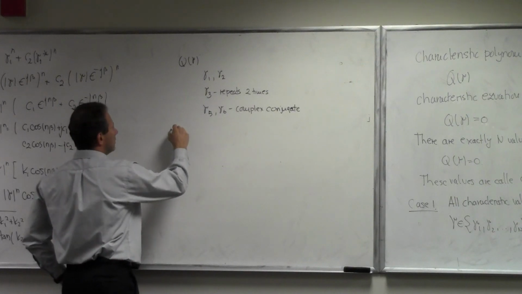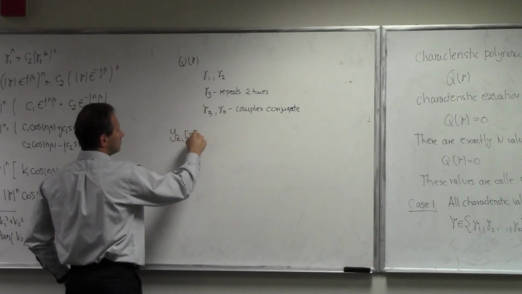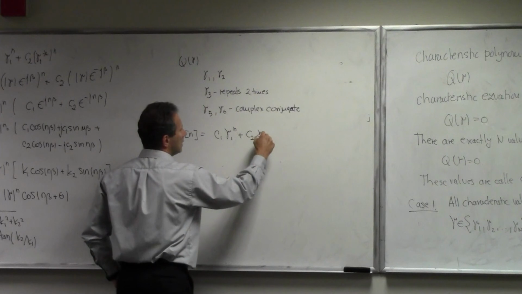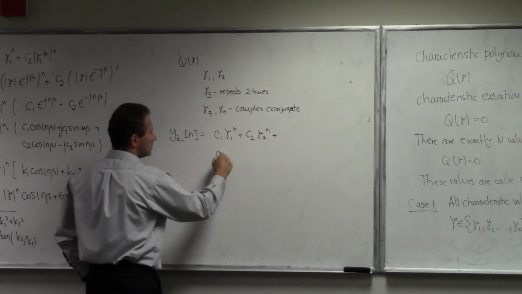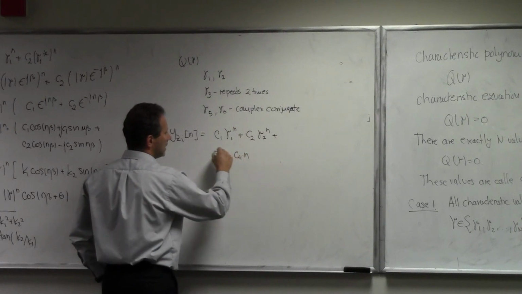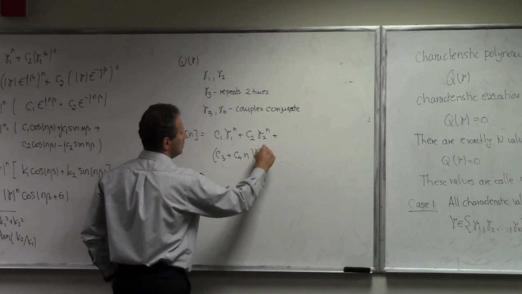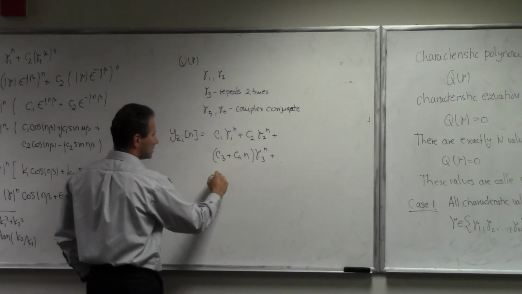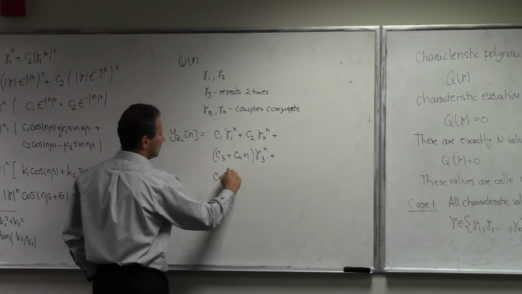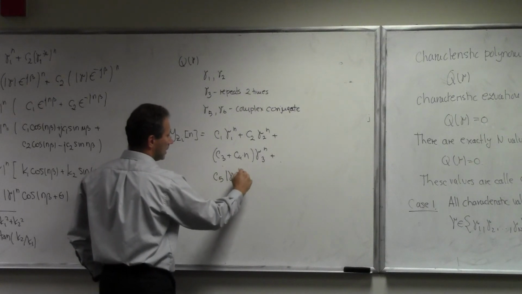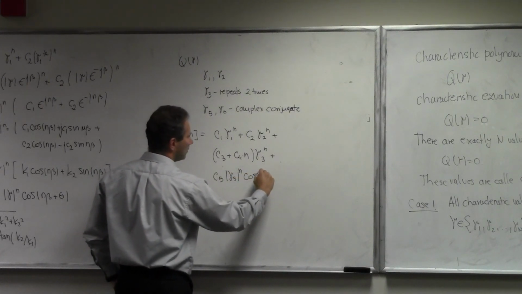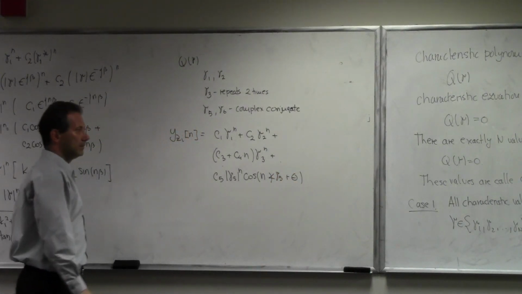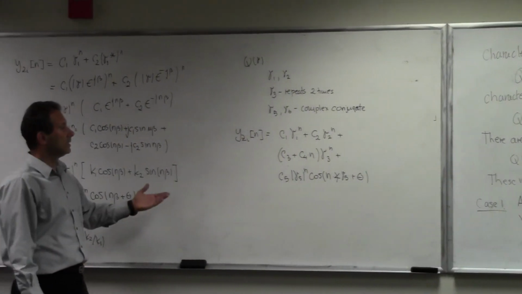So then I can write the form of my zero input of n as C1 gamma 1 to the n plus C2 gamma 2 to the n plus (C3 plus C4 times n) gamma 3 to the n plus C5 gamma 5 to the n cosine of n times the angle of gamma 5 plus a. So that's the format of the output.